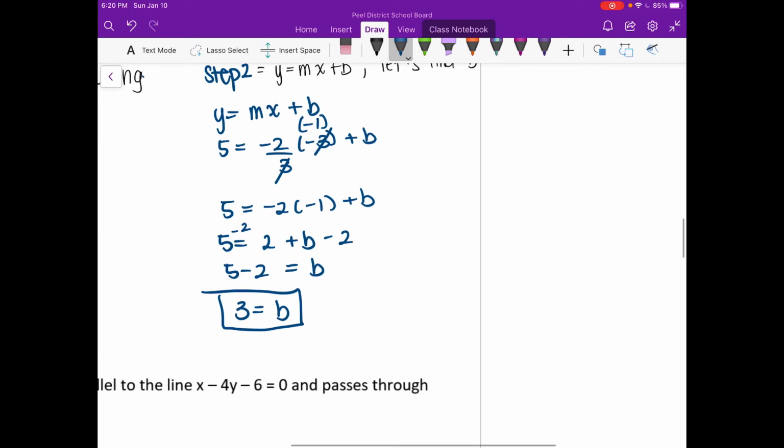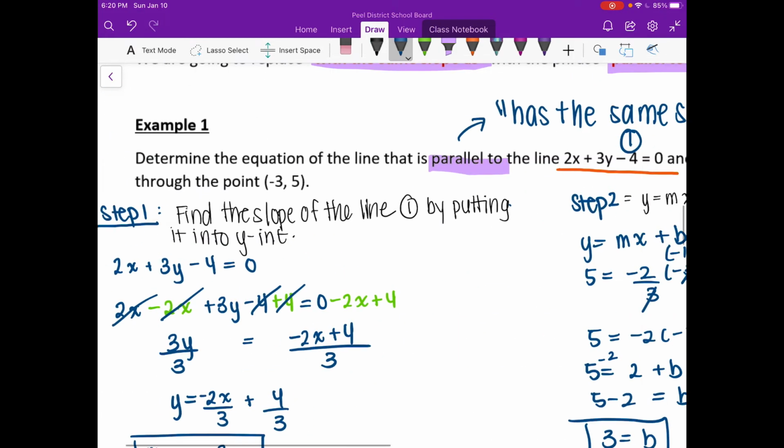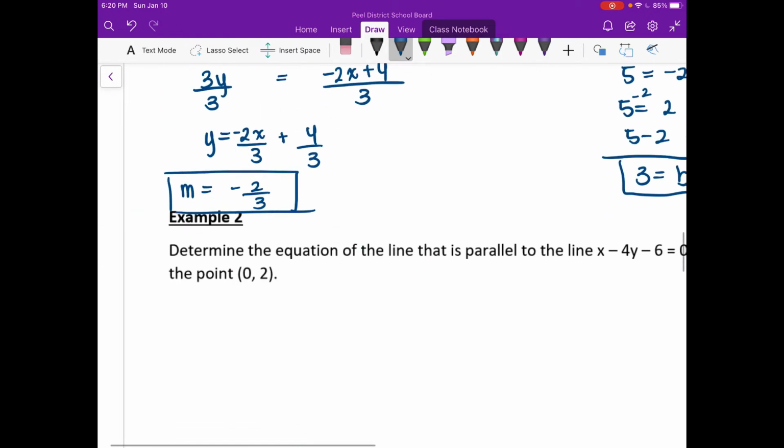And then step 3, write out your equation. So I'm left with y equals negative 2 over 3x plus 3, and that is my equation of the line. Okay. Did I solve the question? Yes, I did. Determine the equation of the line, so then I can move on.